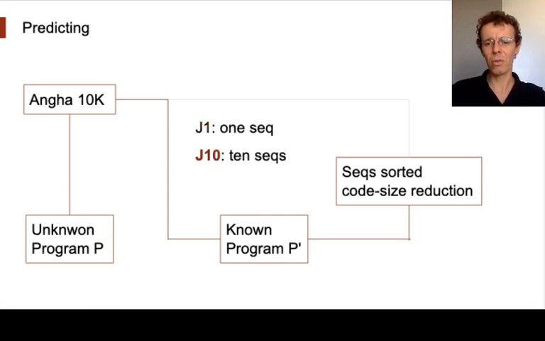Or we can choose the 10 best for P. Let's call this strategy J10. In this case, we apply them all on P. That will give us 10 binary files and we keep the smallest.